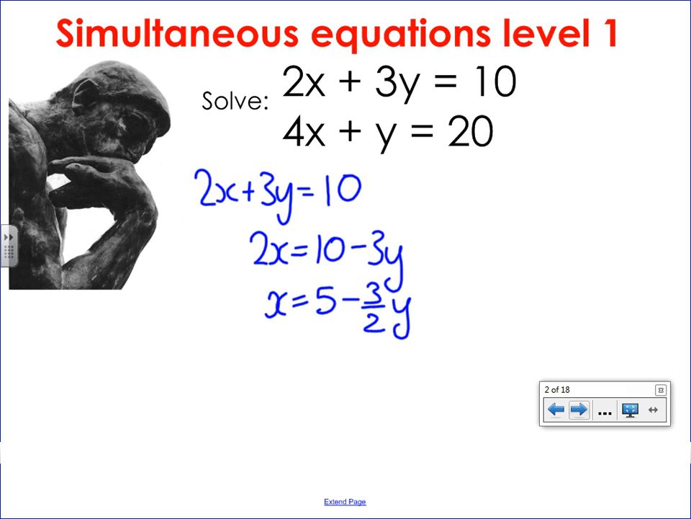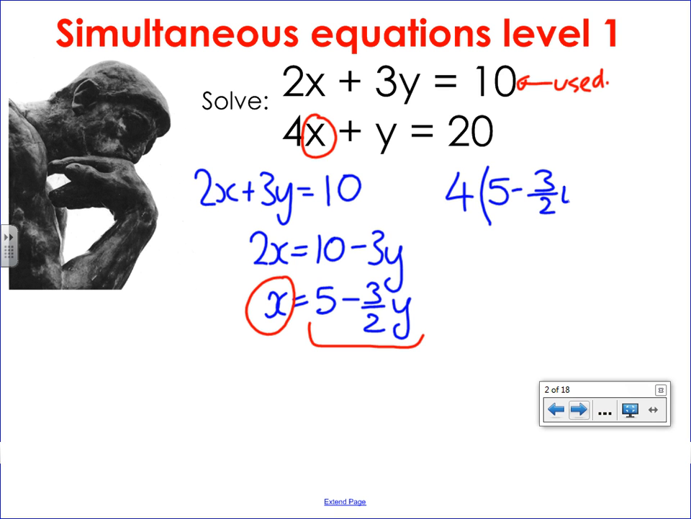Perfect. Now what we're going to do is insert this here. What you've just found is x. So this is x, and we've used this equation now. That's been used. So we're going to put this information into the second equation in this position here. You're going to write the second equation, but where it says x, you're going to write 5 minus 3 over 2 y, because that is x. So we've still got 4, and then we've got x, which has got to be 5 minus 3 over 2 y, and then we've got y. And then you just solve that equation.